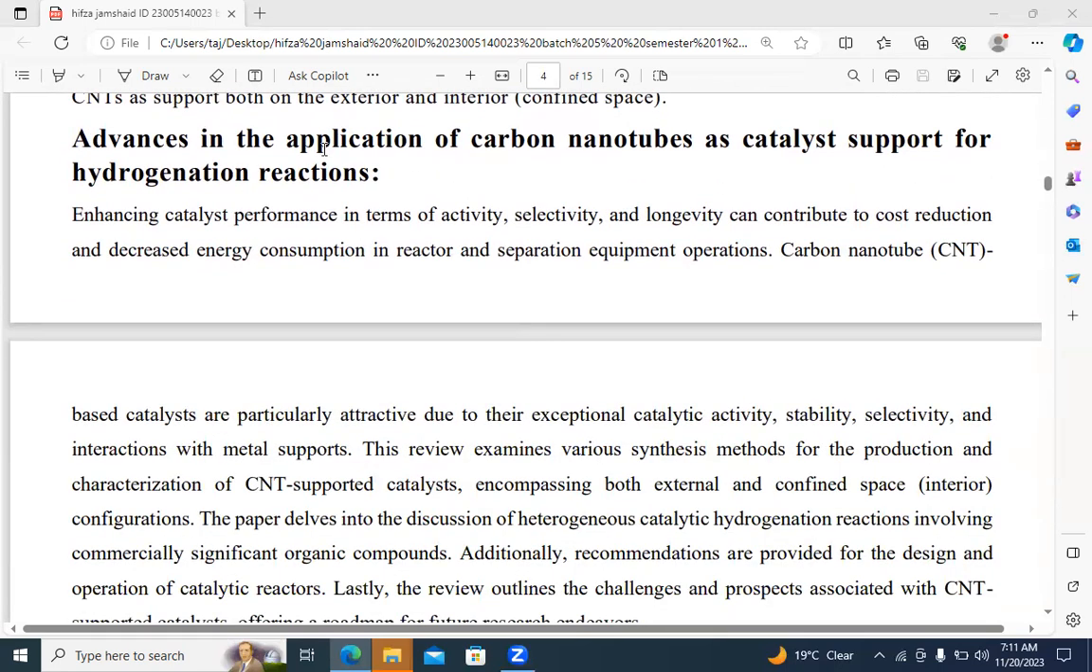So the first review article is about the application of carbon nanotubes as catalyst supports for hydrogenation reactors. First of all, I will tell you about carbon nanotubes. What are carbon nanotubes? They are tubes made up of carbon with a diameter in the nanoscale, very small. Here we will use a catalyst made up of carbon nanomaterials for the hydrogenation reactions.